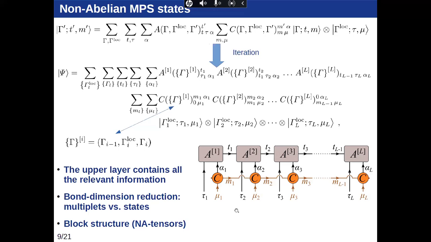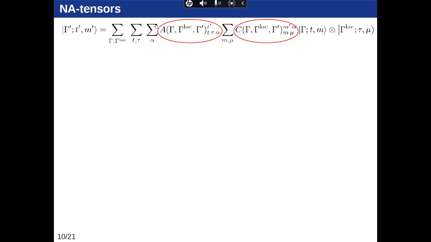And so at this point, it's important to introduce non-Abelian tensors. So non-Abelian tensors are these guys, A and C. And we can see that these are block sparse tensors because they have non-zero entries only if the representation indices follow the selection rules that we have. Okay. And for a given block key, so the block key is these three representation indices, and for a given block key, I have a tensor that is in these cases four standard tensor indices.